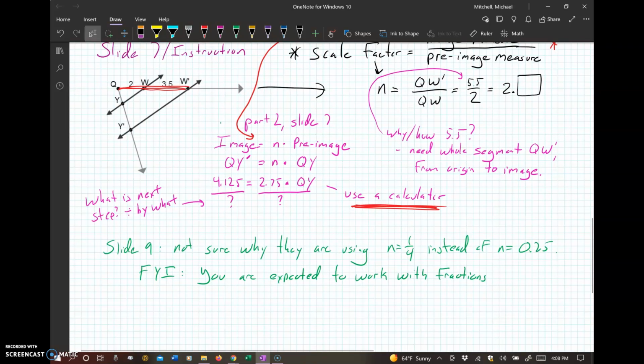Slide 9. They get N equals 1/4. I'm not sure why they're using that instead of the 0.25. They're clearly using some decimals on some of these problems. It's probably just a matter of whatever's most convenient for them without them having explained it. There's a few more in there. The instruction in this section gets a little easier to follow as it goes on, I thought.